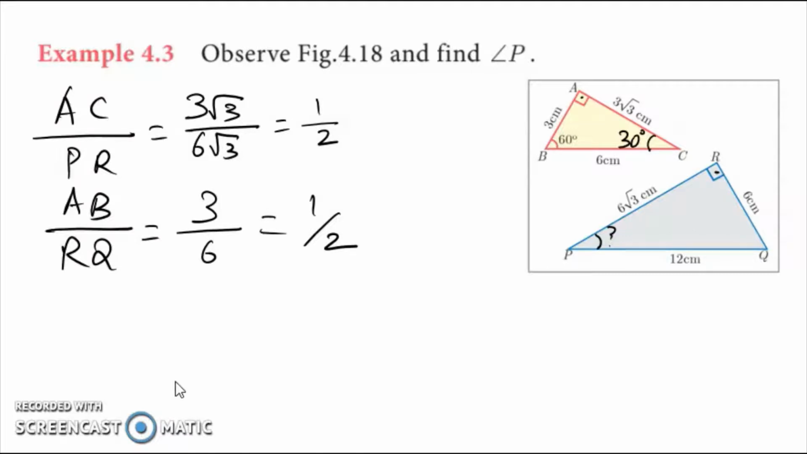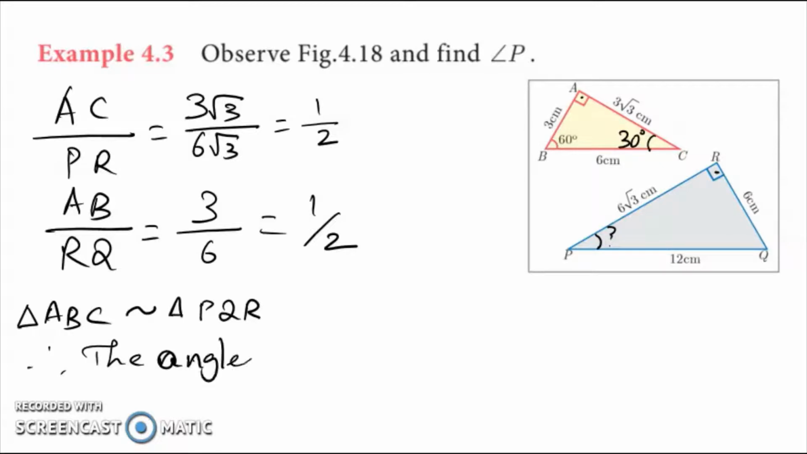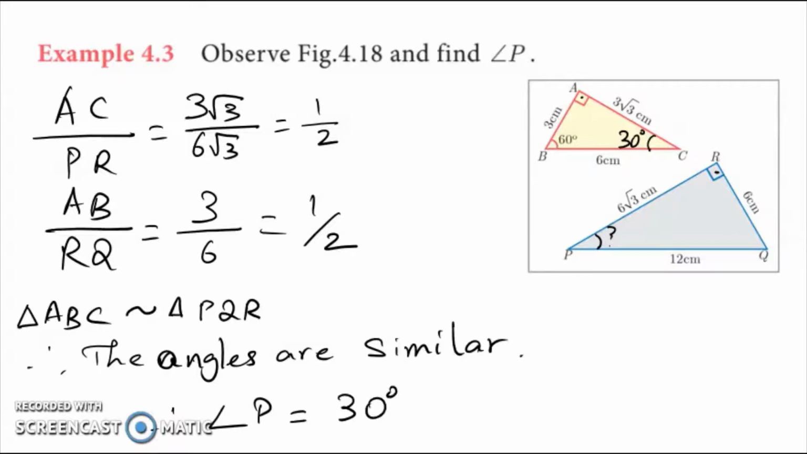So we can now say that triangle ABC is similar to triangle PQR. Therefore, the angles are similar. Therefore, angle P is equal to 30 degrees because that's the corresponding angle to this.